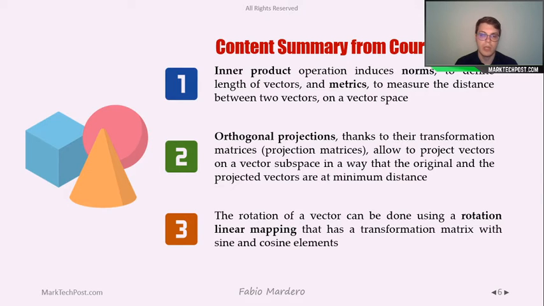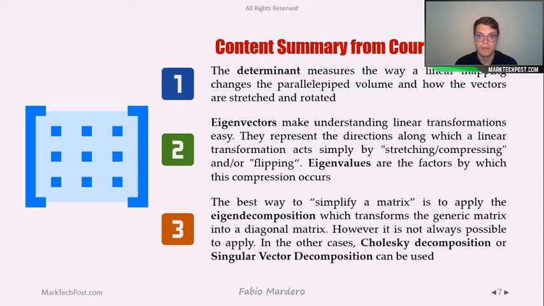In the second course about analytic geometry, we studied inner products, which induce norms to define the length of vectors, and metrics to measure the distance between two vectors. Then, thanks to the concept of inner product, we defined what orthogonal projections are, and finally what rotations are, and in particular we described the rotation linear mapping in 2 dimensions with its rotation matrix.